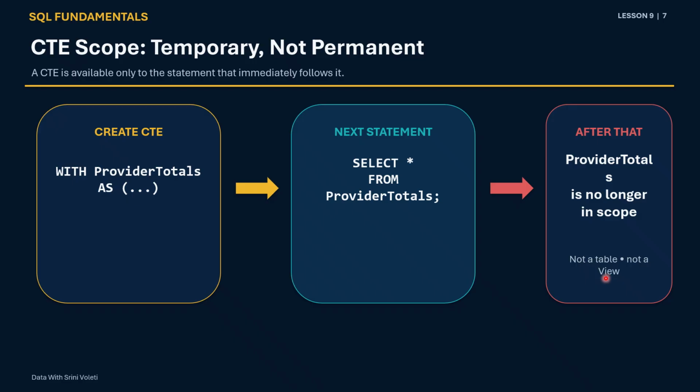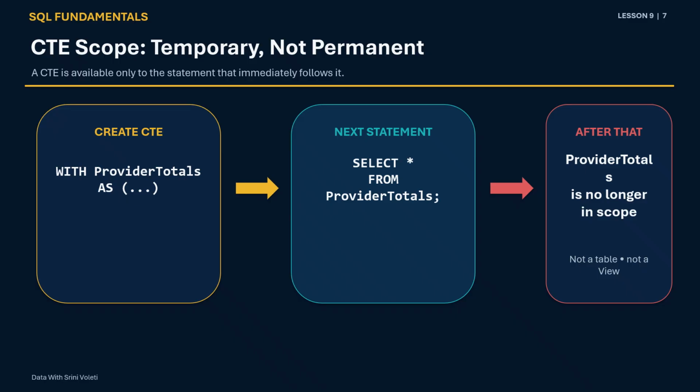That is very different from a view. If we create a view called vw_provider_claim_summary, that view remains a database object until it is changed or dropped. It is also different from a temporary table. If we create #provider_totals, that temporary table can generally be referenced by multiple statements during its applicable session or scope. The CTE is much narrower. Define it, use it in the next statement. Then its name is gone.